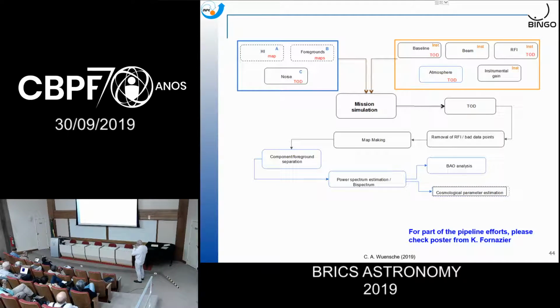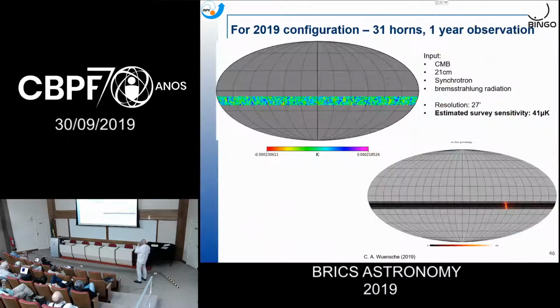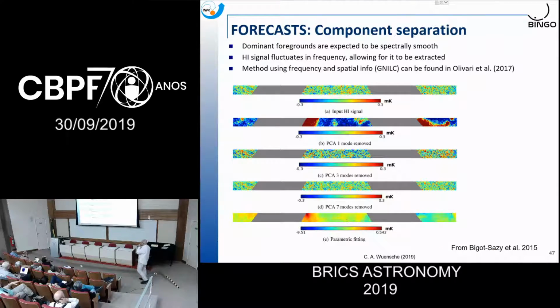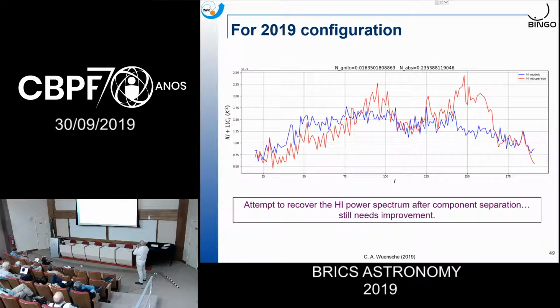Karin Fornazier has a poster on this part here on the outside. So we have a forecast for the foreground that's being recalculated for BINGO. So we have a simulation that's 2019, 31 horns, the minimum that we expect, 1 year observation. The estimated survey sensitivity is 41 microkelvin for 1 year observations, 31 horns. This is the input of H1, this is the output, and then you have the power spectrum, which is here.